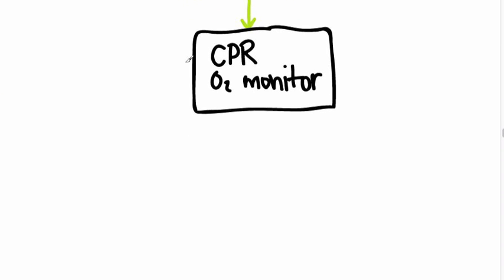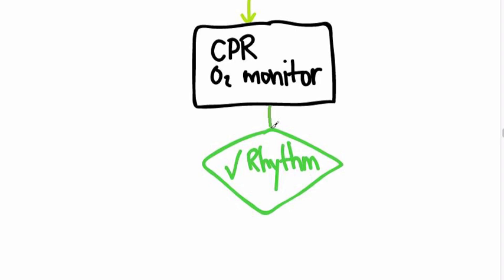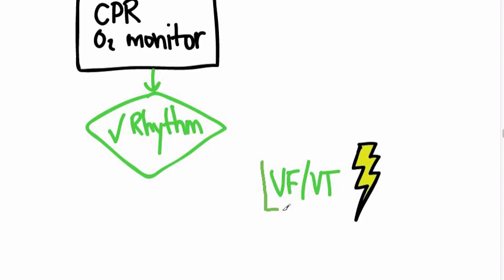Okay, so once you get all that stuff going, the next thing that you're going to want to do, once you got them on the monitor, is to check a rhythm. And if the rhythm shows that they're in either ventricular fibrillation or pulseless VTAC, then you want to administer a shock. You want to defibrillate them. So if they have a shockable rhythm, you want to shock them. Otherwise, what you want to do is to continue CPR.